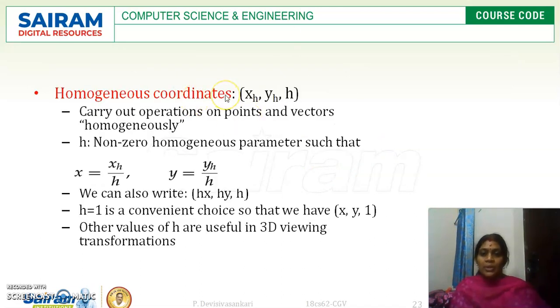The homogeneous coordinates are normally called X, Y and H. Since it is homogeneous, we are noting this H, right? This is used to carry out all the operations on the particular points and vectors homogeneously. Here H is a non-zero homogeneous parameter, right? So X equal to XH divided by H and Y equal to YH divided by H, right? And we can also write this term as Hx, Hy and H, right?